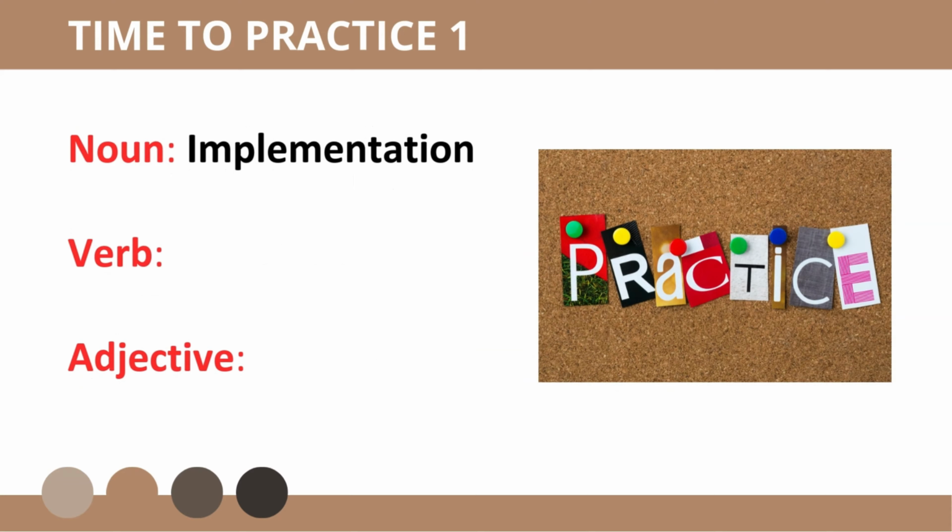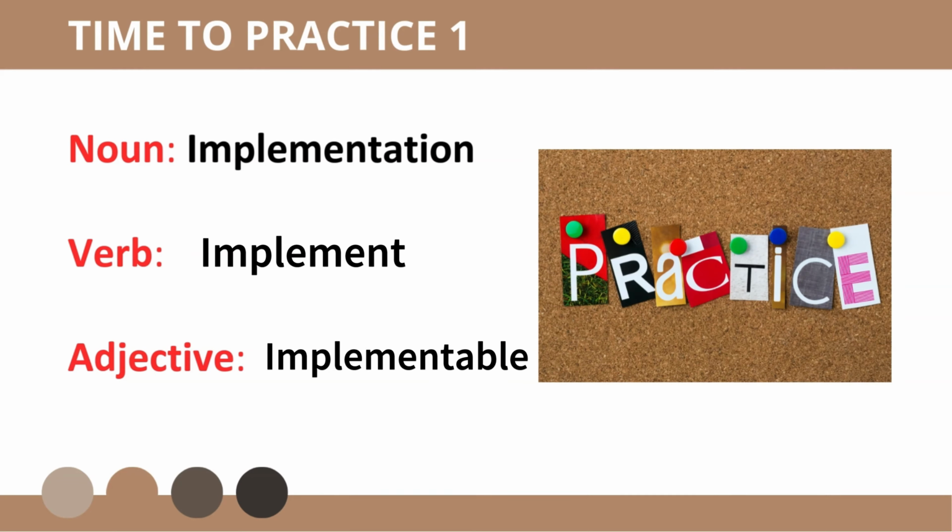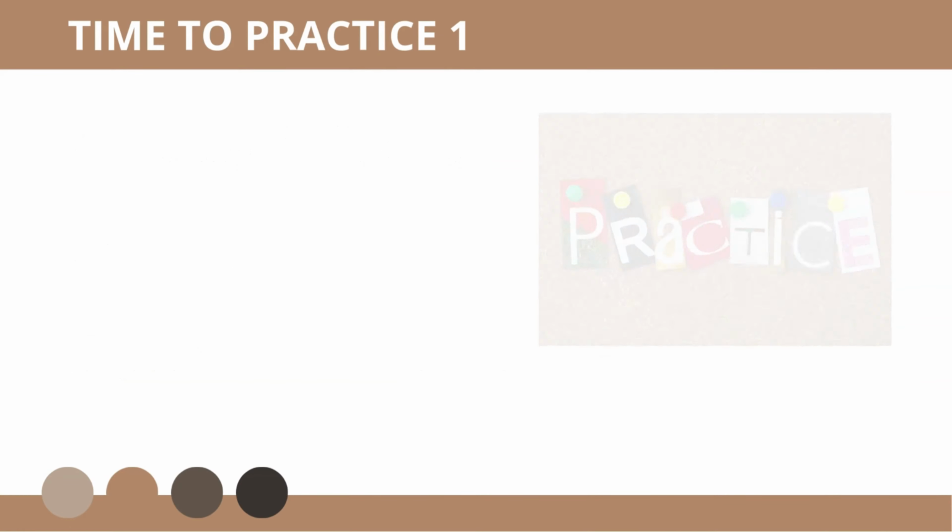Next up is the word implementation. For example, the implementation of this strategy will take 6 months. What's the verb? To implement. We need to implement new policies to improve efficiency. What is the adjective? Implementable. For example, this is a practical plan and implementable across all departments. Or we can talk about the person who is an implementer. The project manager was the chief implementer of the new system.